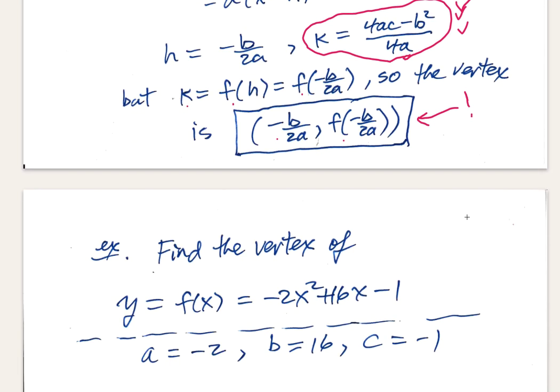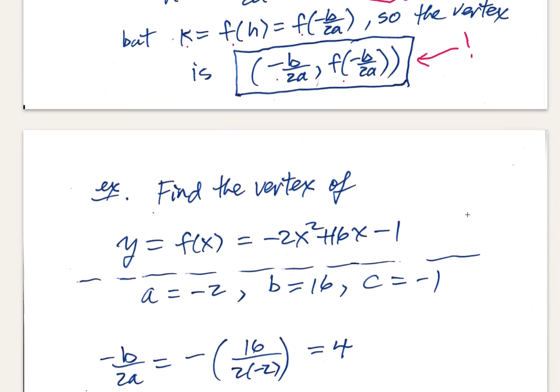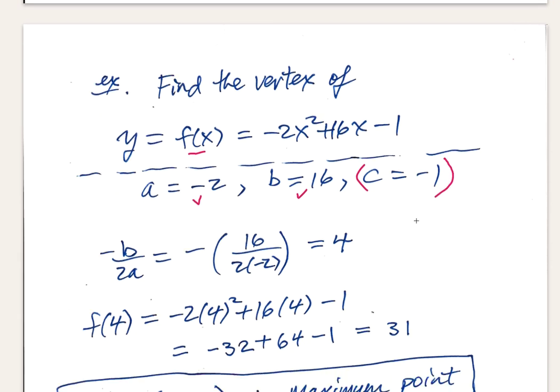Now let's illustrate this. We're going to show how much quicker this is than completing the square every time. Let's say I give you this question. Find the vertex of y equals f of x equals negative 2x squared plus 16x minus 1. Just to comment here, a is negative 2, b is 16, c is negative 1, although that's not particularly important.